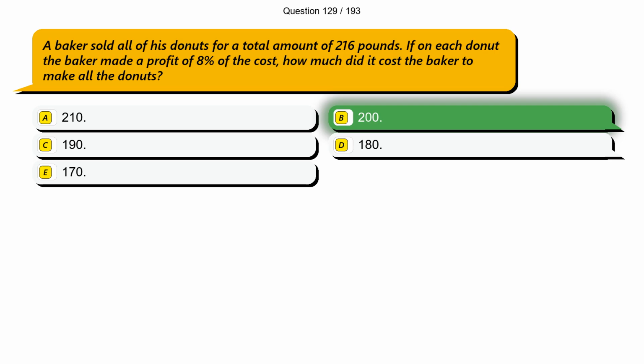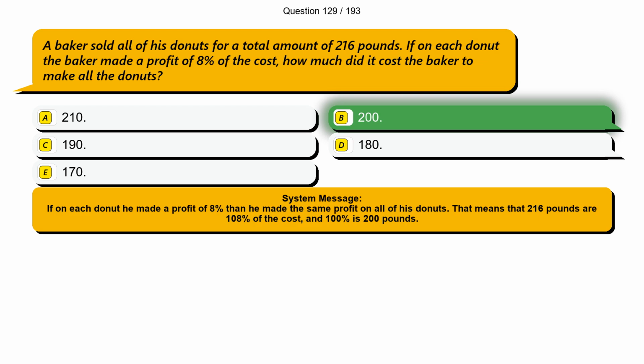The correct answer is option B, 200. If on each donut he made a profit of 8%, then he made the same profit on all of his donuts. That means that £216 are 108% of the cost, and 100% is £200.